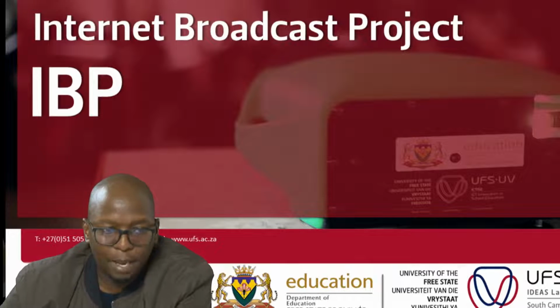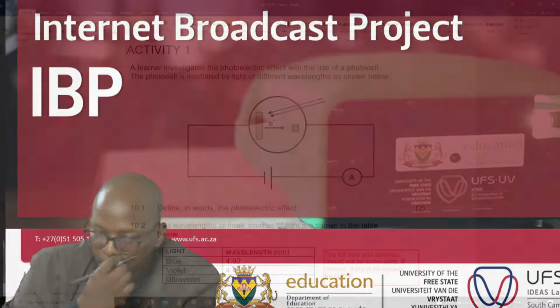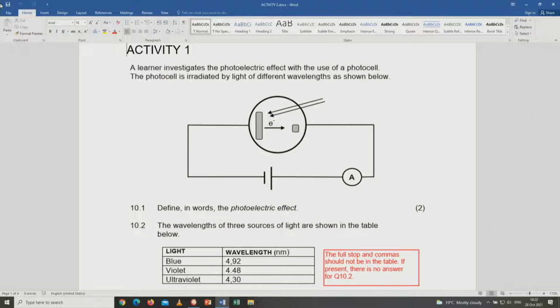Now what we are moving on to are the activities based on the lesson we just had earlier. So we have activity 1, whereby a learner investigates the photoelectric effect with the use of a photocell. The photocell is irradiated by light of different wavelengths as shown below. Looking at the first question, we are asked to define in words the photoelectric effect.